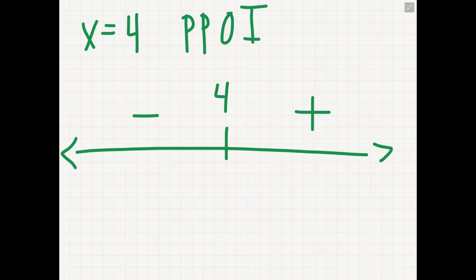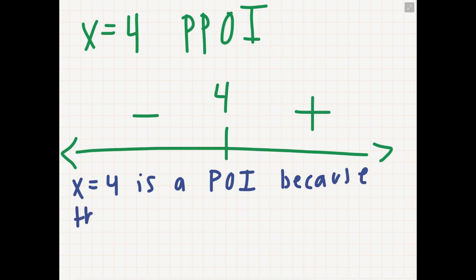The final step is to determine whether the possible point of inflection x equals 4 is an actual point of inflection, and in this case it is, because when x equals 4, the sign of f double prime of x changes.